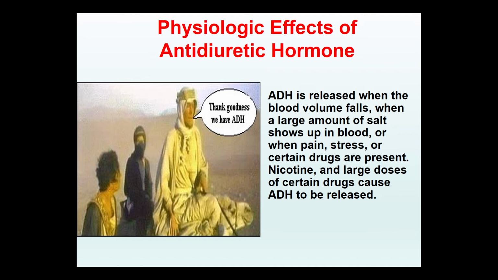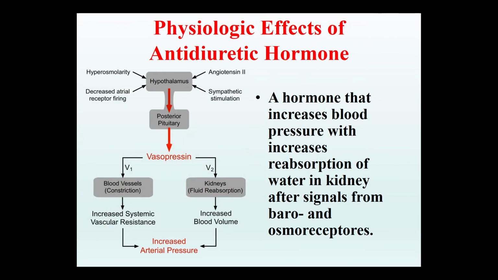Antidiuretic hormone also causes contractions of arterioles, which lead to increased arterial pressure. That's why ADH has one more name, vasopressin. The hormone increases blood pressure with increased reabsorption of water in the kidney after signals from baroreceptors and osmoreceptors.